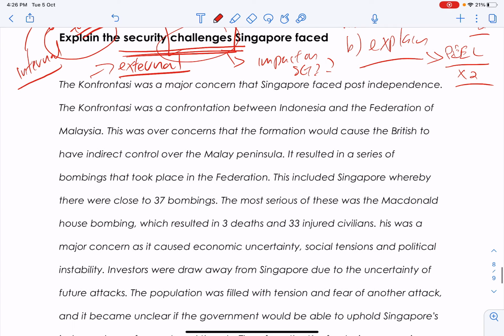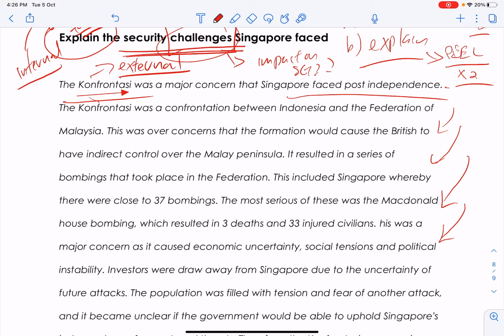So your main point is konfrontasi. So write clearly what's your point. Konfrontasi, right? Konfrontasi is one of the challenges that Singapore faced post-independence. So that's my main point, right? After that, I'll write all my details about konfrontasi below, which is the who, what, when, where, how.